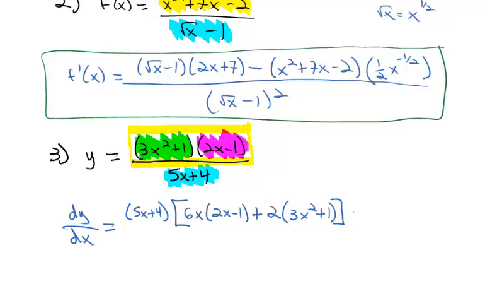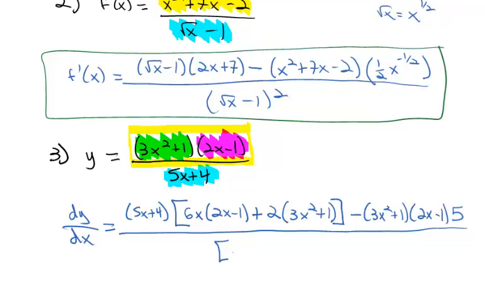Low, d high. Minus high. Well, the high is 3x squared plus 1 times 2x minus 1. D low, the derivative of the denominator is 5. All over, square the bottom, 5x plus 4 squared, and away we go.